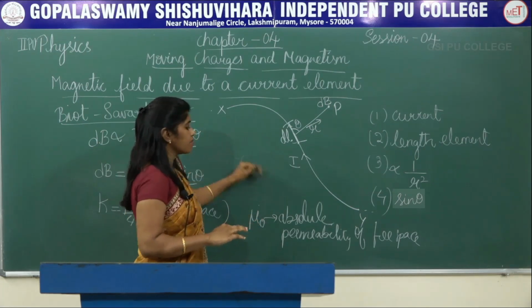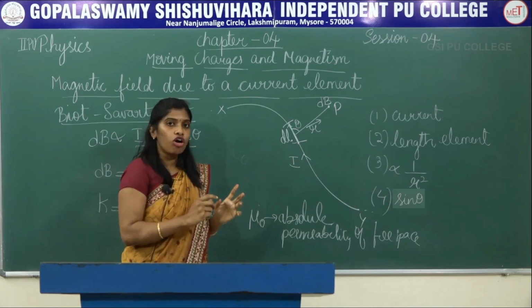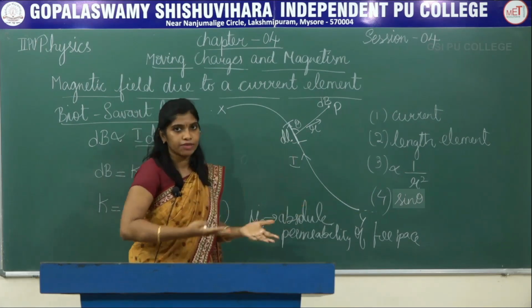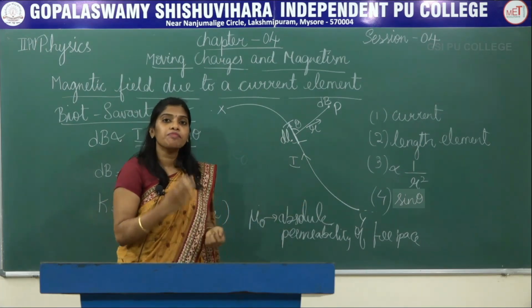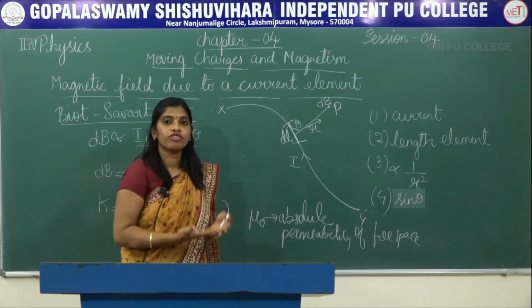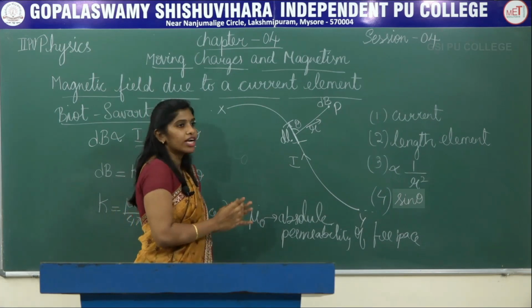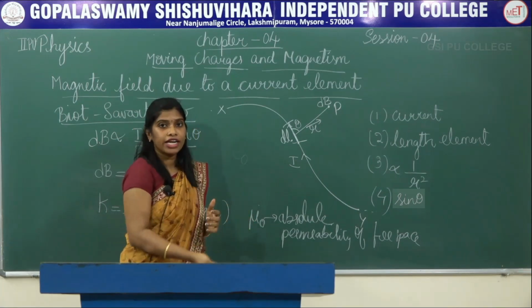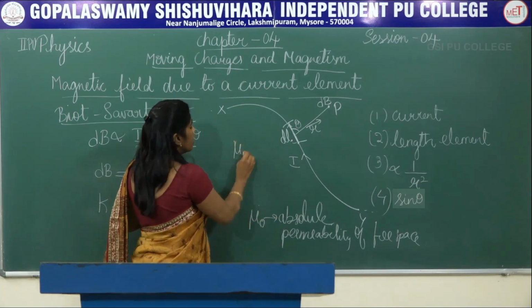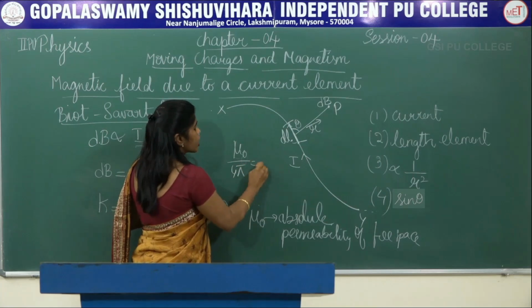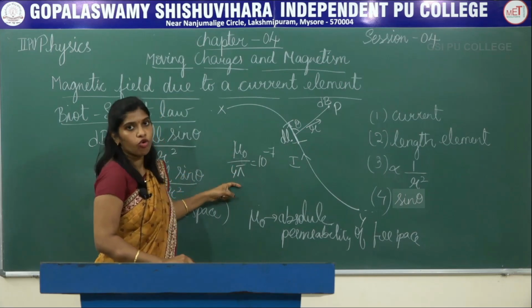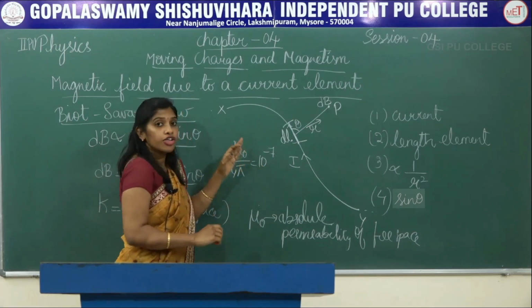Now, mu naught gives us the measure of the material. Like, if I have placed this conductor in free space or in any other medium, then that medium or material is going to exert certain resistance to the formation of the magnetic field. The measure of that resistance for the formation of the magnetic field is what this mu naught is. Now, mu naught by 4 pi has a value equal to 10 power minus 7. This is the value of mu naught by 4 pi, and let me find out the unit for this mu naught.